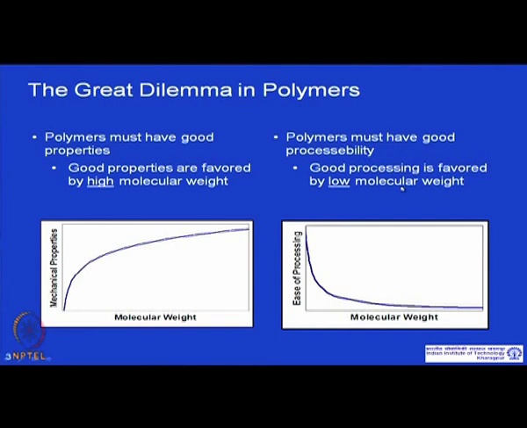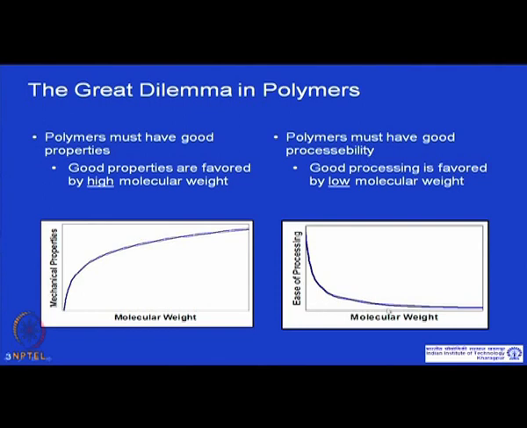And processability actually becomes easier, as you can understand, if you lower the molecular weight, lower the viscosity. So, processability becomes easier if you have a low molecular weight. Good processing is always favored by low molecular weight. It means that the higher the molecular weight, the more difficult it will be to process. So, ease of processing will be lower with increasing molecular weight.